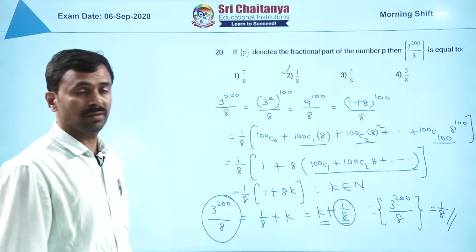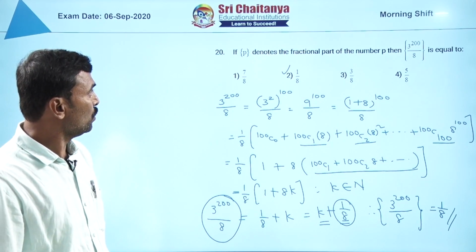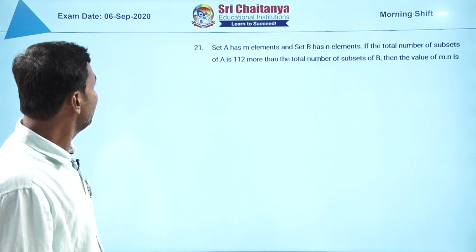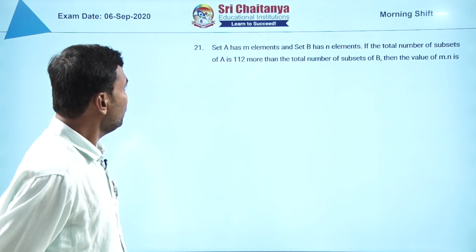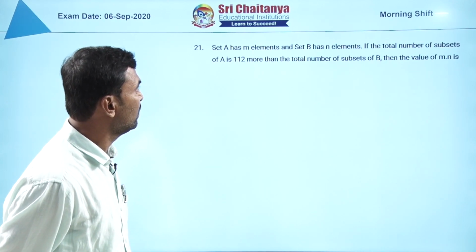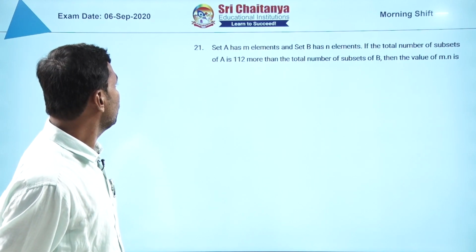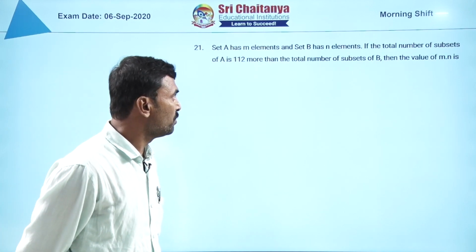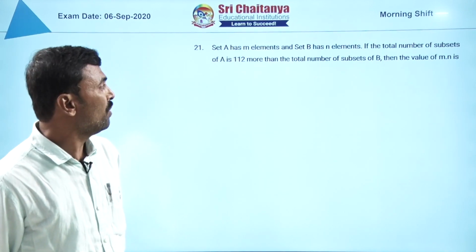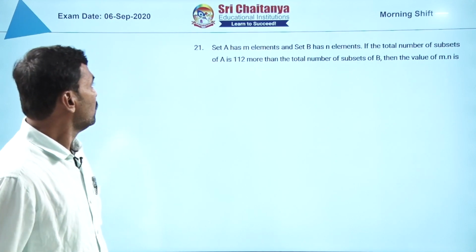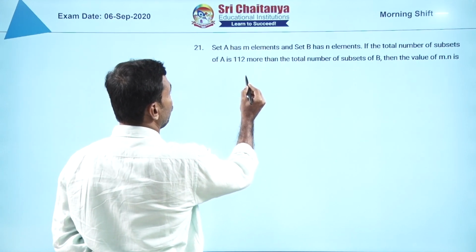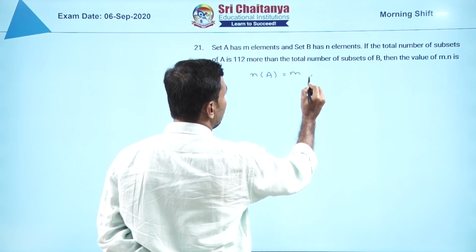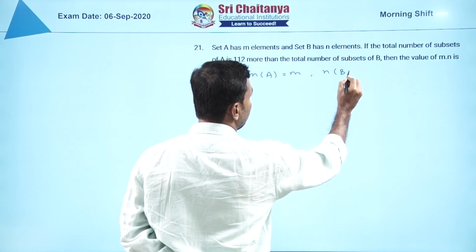With this it completes problem number 20. Now, let us go to problem number 21. This problem is from sets and relations. Set A has m elements and set B has n elements. If the total number of subsets of A is 112 more than the total number of subsets of B, then he is asking the value of m into n. So, I am writing the given information. Number of elements in set A he has given m, number of elements in set B he has given n.